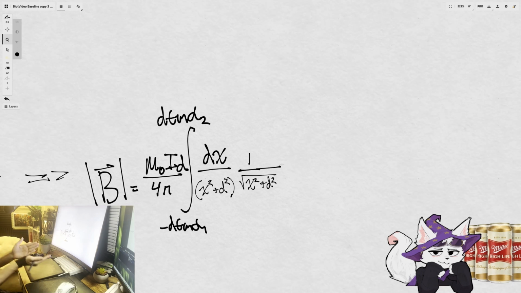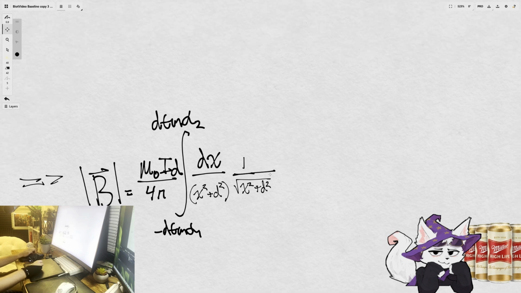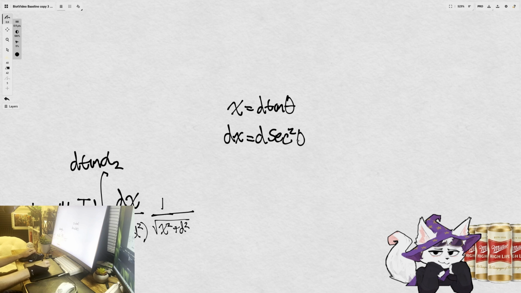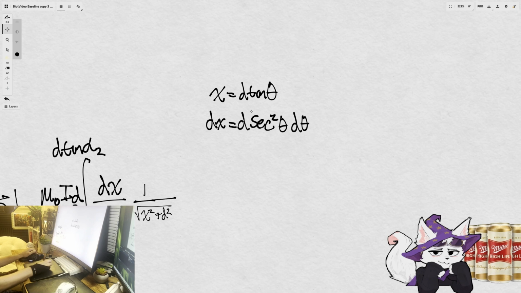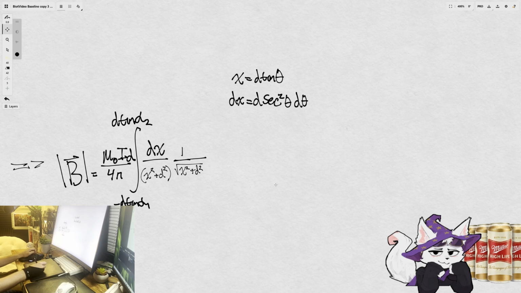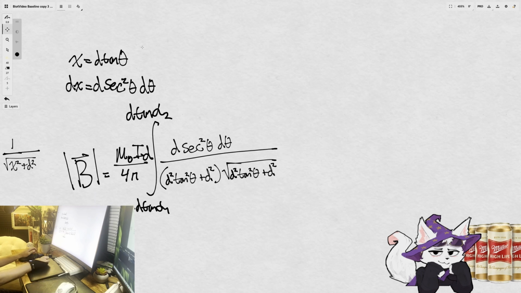This is a little bit tedious, but bear with me. We have a radical with our variable squared plus some constant squared, hinting that, if you remember Calc 2, we can use trigonometric substitution. So let's go ahead and just do that and set our x equal to d tangent of theta, and our dx equals d secant squared theta d theta, where the derivative of tangent is secant squared. So let's go ahead and substitute those values in our integral. Now here's our simplified integral.